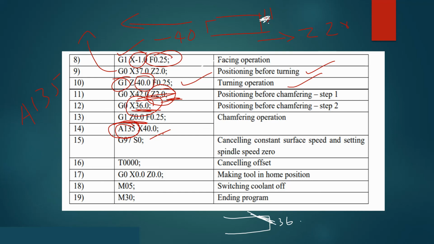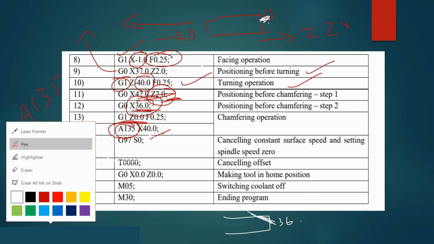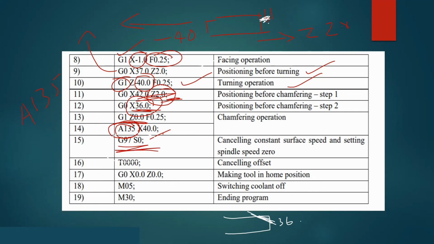Then after that we have to cancel the constant surface speed. Already we have set S180, that surface speed we have to cancel, and this is the reason we give G97. The G97 S0 code cancels the surface speed and sets the spindle speed to 0. Then we have to cancel the tool offset by giving the command T0000. Then we have to bring the tool to the home position, G0 X0.0 Z0.0. To the same home position it will travel.